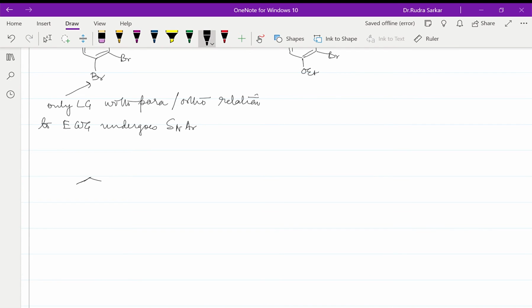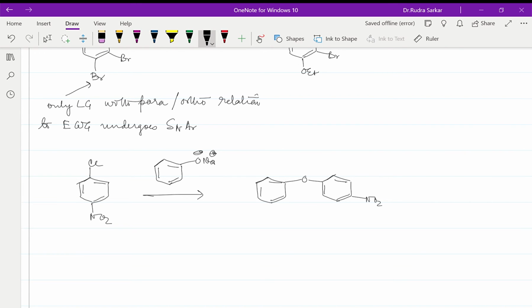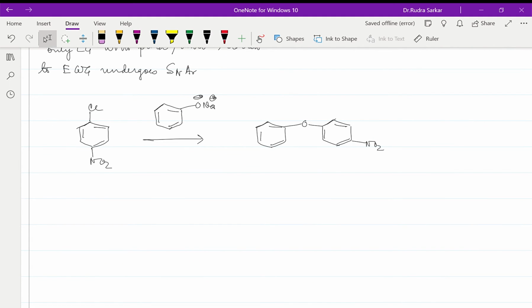Similarly, if we have para-chloro-nitrobenzene and we treat this with sodium phenoxide, then the chlorine will be replaced by the phenoxide ion because it is lying para to the nitro group.